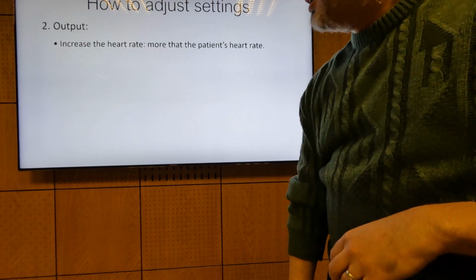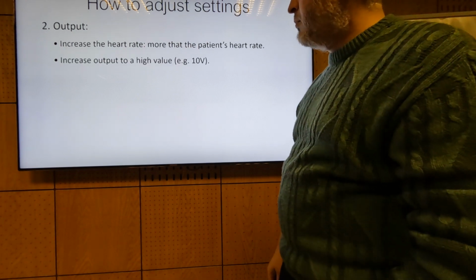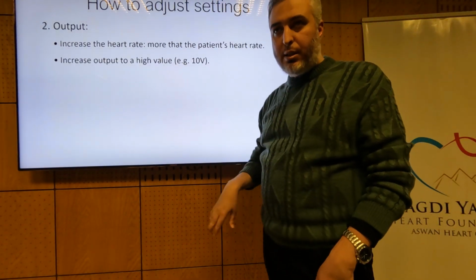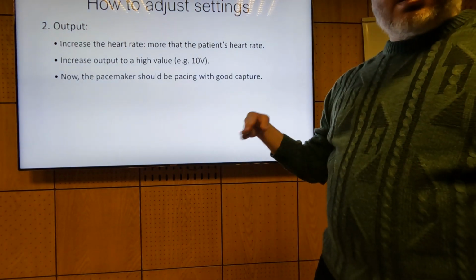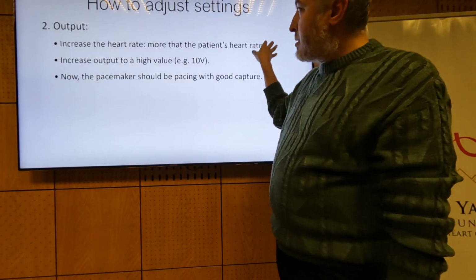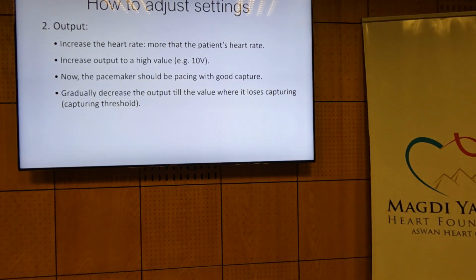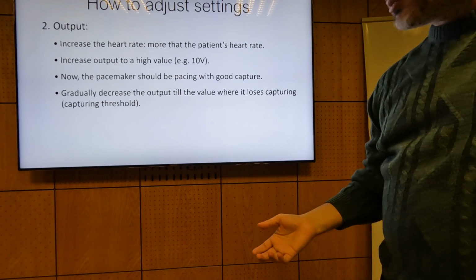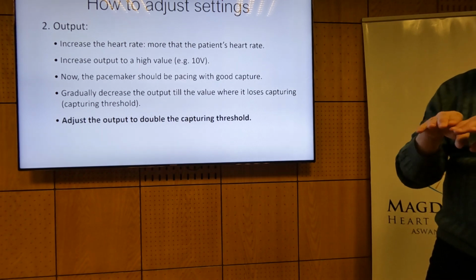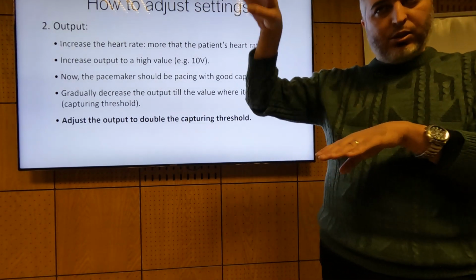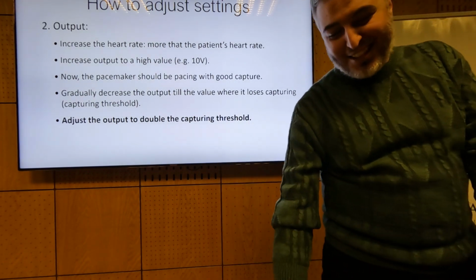Output is easier. You increase the heart rate more than the patient's rate. You increase the output to a very high value, and then it starts pacing because the output is high and the rate is higher. And then you start gradually decreasing till the patient no longer captures the pacing. And then you know that this is the capturing threshold, and then you set it to double of that. So you give yourself a margin. Okay, that's for the ventricle. You need to do that for the atrium. Okay.